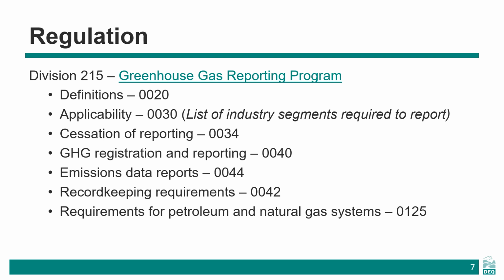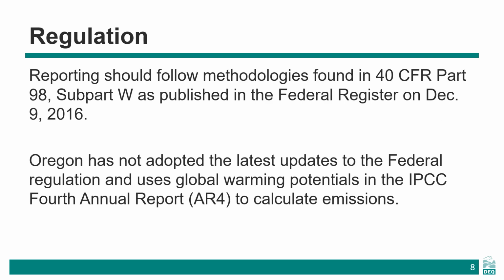All greenhouse gas reporting rules are found in Division 215 of Chapter 340 in the Oregon Administrative Rules. You will find general reporting requirements in Rules 10 through 60 and specific requirements for natural gas systems in Rule 125. OAR 215 references methodologies in 40 CFR 98.